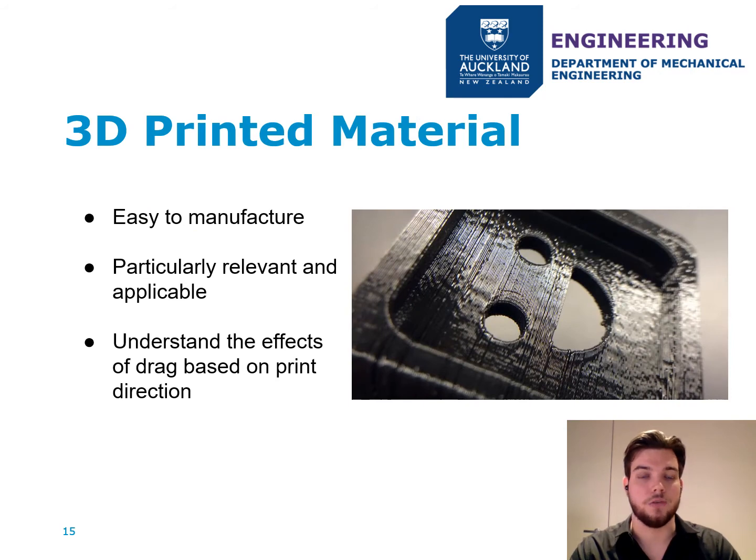A particular surface we wanted to test was a 3D printed material. 3D printed surfaces are easy to manufacture, and the technology is constantly evolving, making the material particularly relevant and applicable, such as with low-orbit UAVs. In scenarios like these, where there is a lot of turbulent flow, it is important to fully understand the effects of drag, and in particular, its relationship with the print direction.